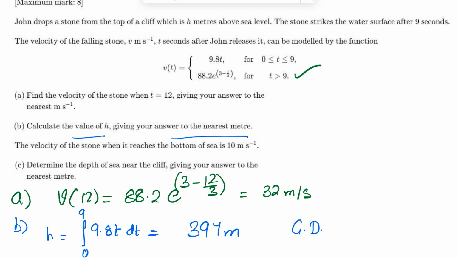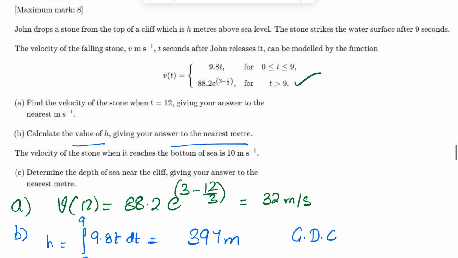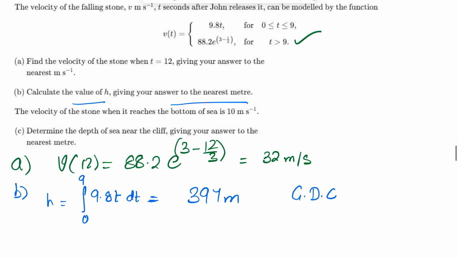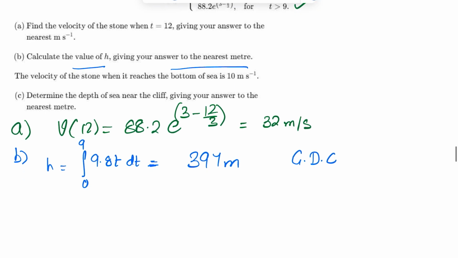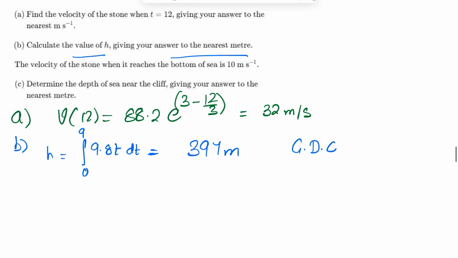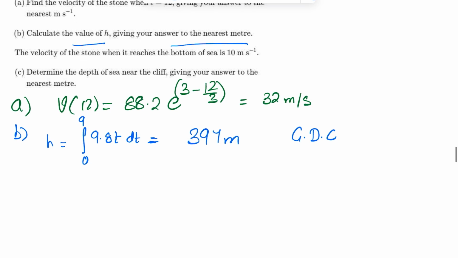Use the GDC also for this one. No need to calculate more, because the stone strikes the water after 9 seconds. So from 0 to 9 seconds you have to calculate the height. Next part C, the velocity of the stone when it reaches the bottom of the sea is 10 meters per second. Determine the depth of the sea.